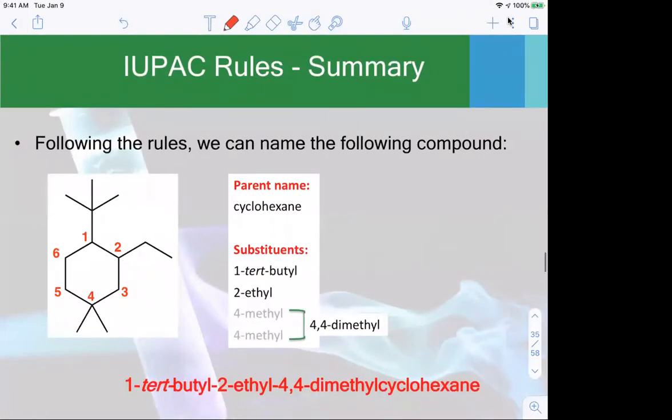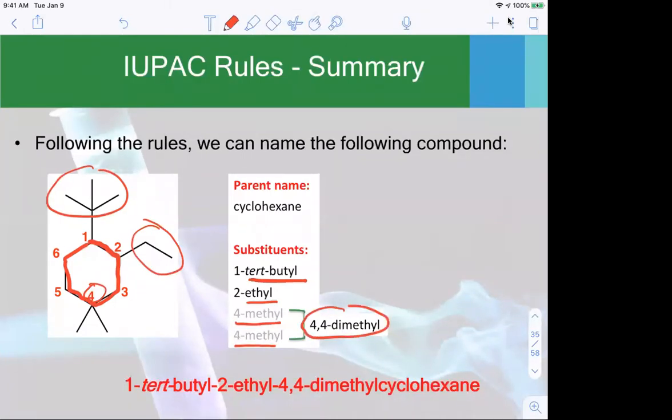So here's an example, and this happens to be cyclic. I'm going to count in this direction to give the lowest number of substituents. On my 1 carbon, I have a tert-butyl group. On my 2 carbon, I have an ethyl group. I have a methyl on my 4 carbon and a methyl on my 4 carbon. But what I'm going to call that is 4,4-dimethyl.